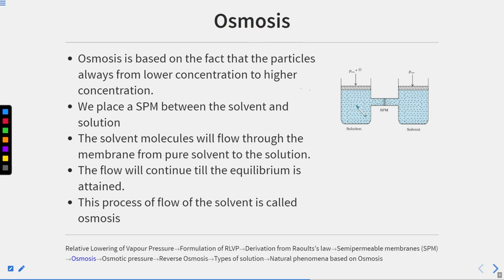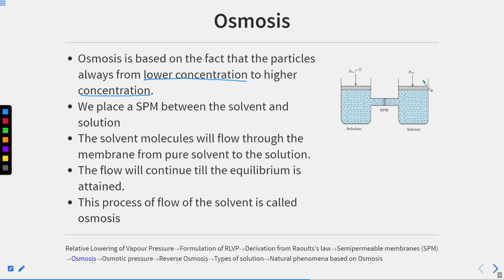Now we will move to osmosis. So what is osmosis? If I want to define it in one line, it is basically the movement of solvent particles from lower concentration to higher concentration. Why is it happening? To maintain the equilibrium.